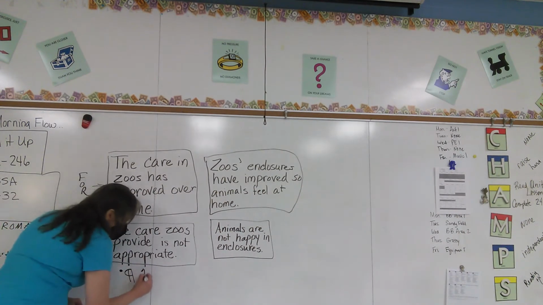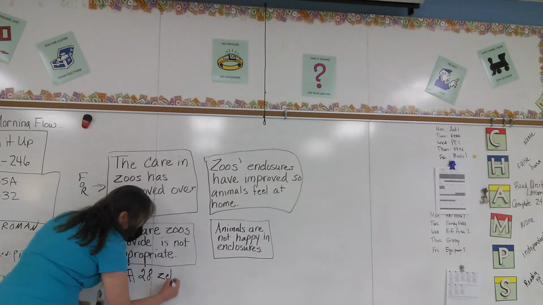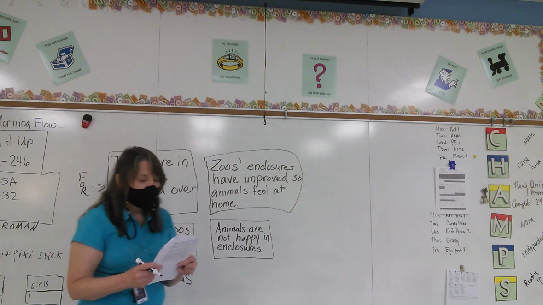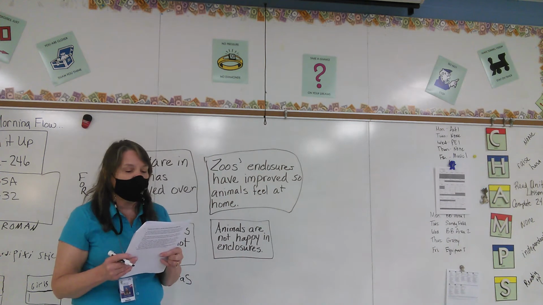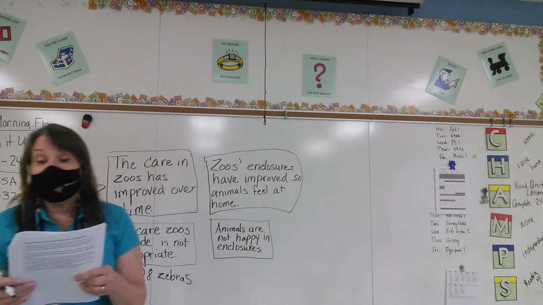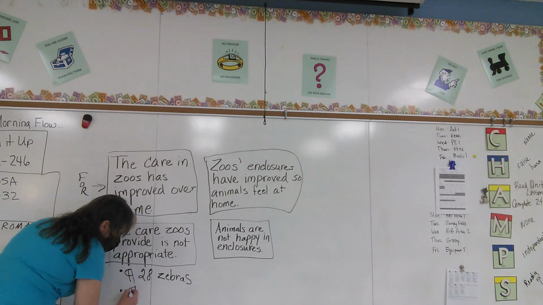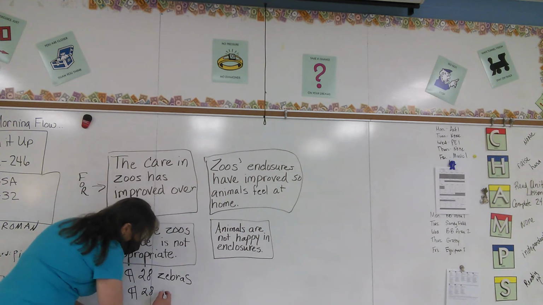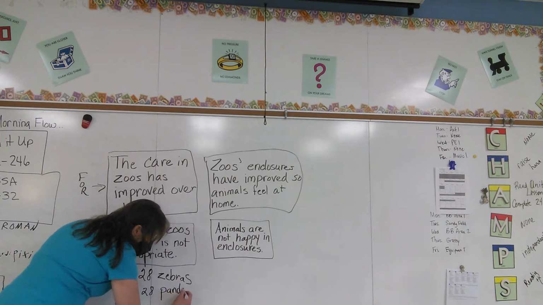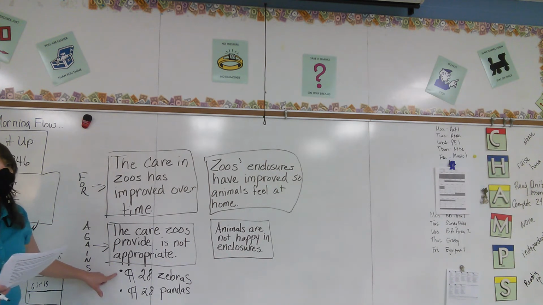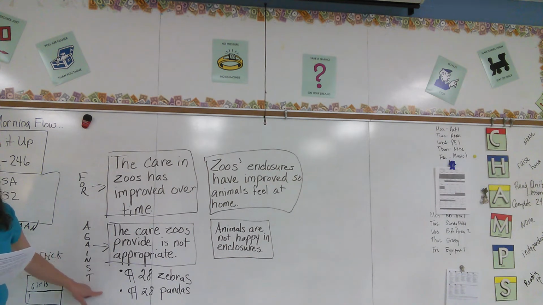In paragraph 28, it talks about the zebras. It says, zebras at the National Zoo in Washington, D.C. starved to death because of insufficient or incorrect food. And the same zoo's red panda died after eating rat poison. So we're also talking about paragraph 28, but now we're talking about the pandas. If this is on my planning sheet, I know that these are the details that are going to support this.